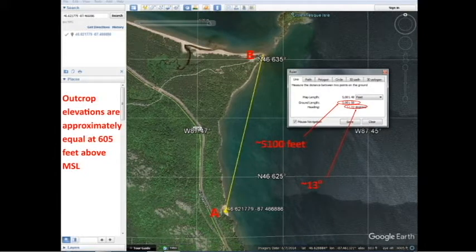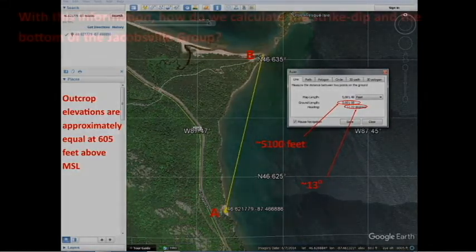So here we have our point A and point B. We get the linear distance, about 5,100 feet. That tilt from due north is 13 degrees east. So I'm going to use that. And both outcrops, the bases are about 605 feet above mean sea level. We're going to need that for this too. Now, with this information, how do we calculate strike and dip of the bottom of the Jacobsville group?